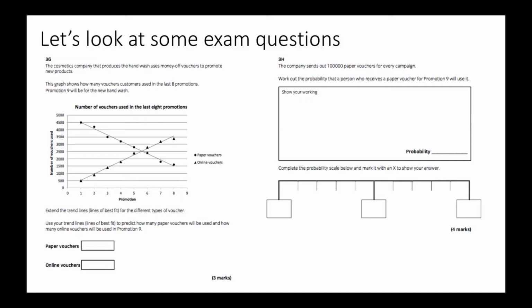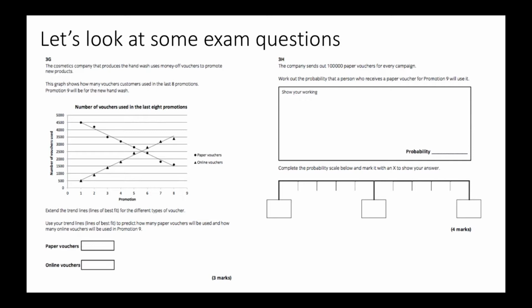Okay, so here is a longer City and Guilds exam question now that we've looked at a lot more questions to get you used to the idea behind probability. Let's have a look at a City and Guilds exam question. So, the cosmetics company that produces the hand wash uses money off vouchers to promote new products. This graph shows how many vouchers customers used in the last 8 promotions. Promotion 9 will be for the new hand wash.